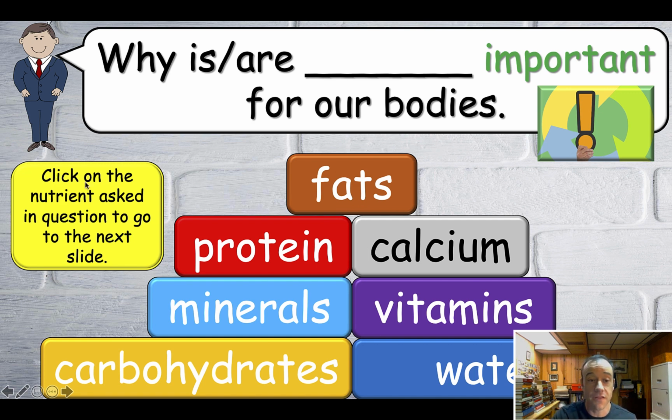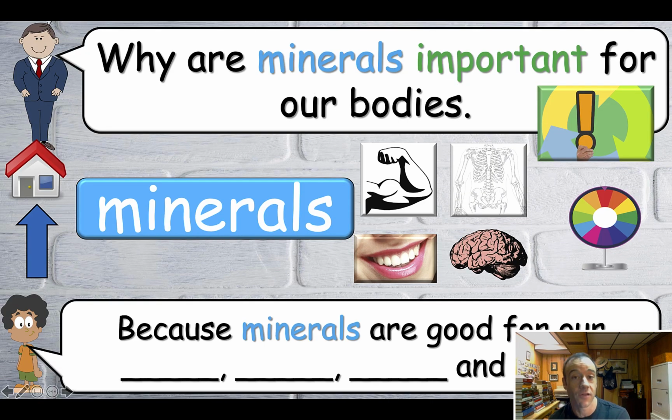It says click on the nutrient asked in the question to go to the next slide. So let's say they say, why are minerals important for our bodies? You need to click on minerals, which will take you to the next part of the dialogue for that nutrient, okay? So then the student who asked the question just now then asks the next question, okay? Why are minerals important for our bodies? And the other student needs to say, because minerals are good for our, and remember, what are these things? Muscles, bones, teeth, and brain, okay?